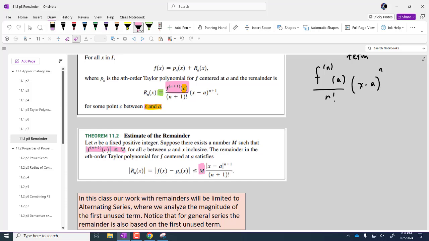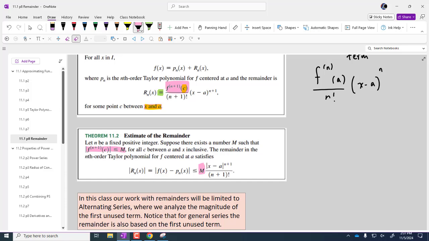And it's just that to find that is virtually impossible. It's not like an equation you can just solve and get c. You would have to do a bunch of work to try to get it. But what you can do is graph this function. The n plus first derivative of f at x is a function. You can graph that and you can see where its high point is, where its low point is, and you can find the capital M.